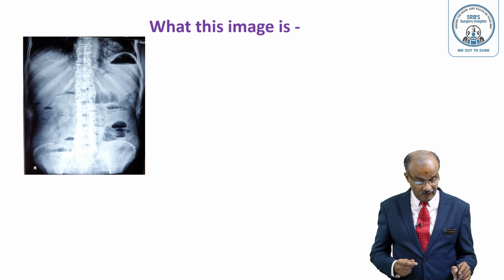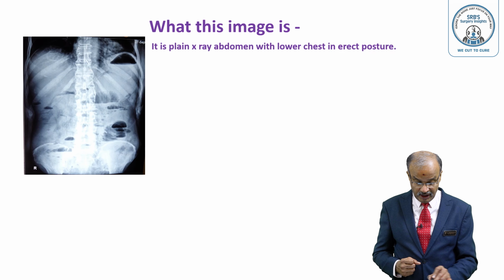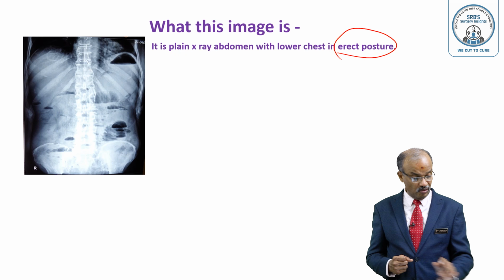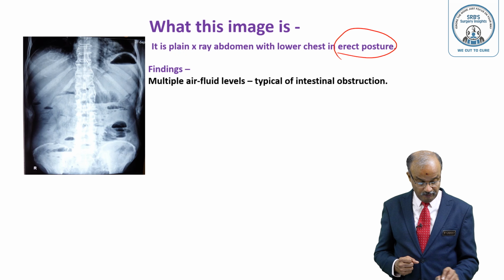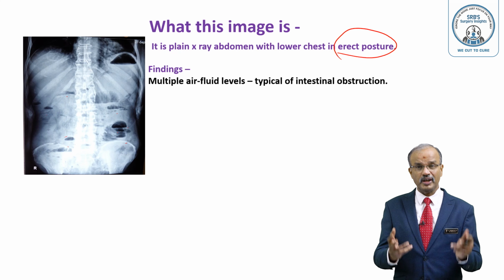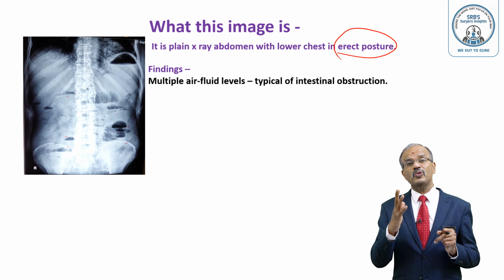Whereas here there are multiple air fluid levels. See that in erect posture. This is important: in erect posture, otherwise air fluid levels will not occur. It shows multiple air fluid levels. See, 1, 2, 3, 4, 5, 6, 7, 8, 9. So many are there. Normally there are 2 or 3 air fluid levels.